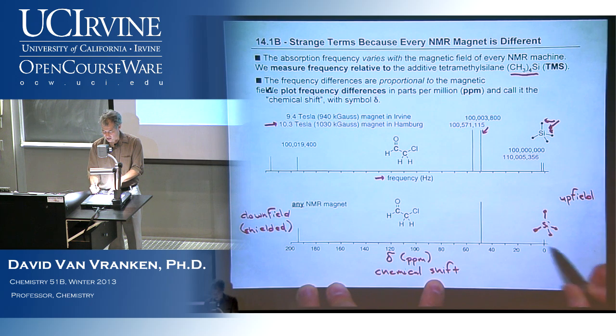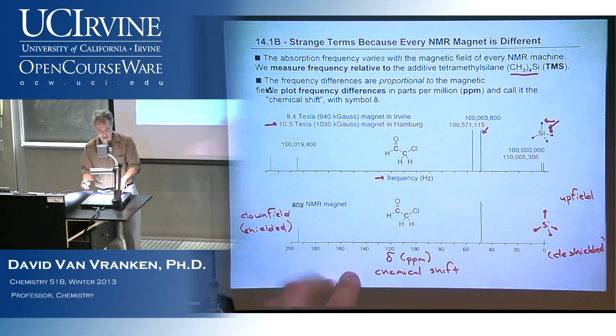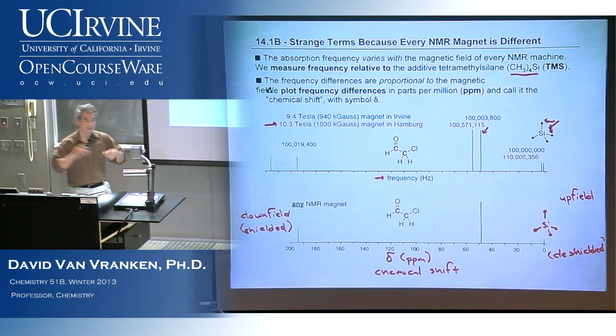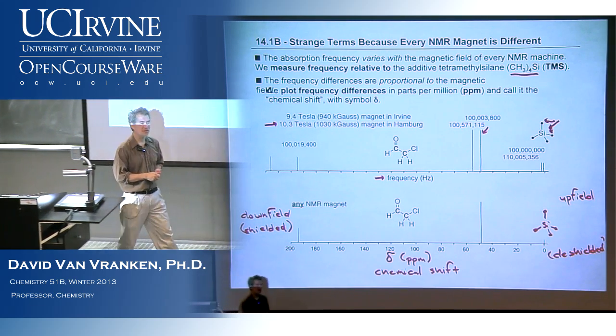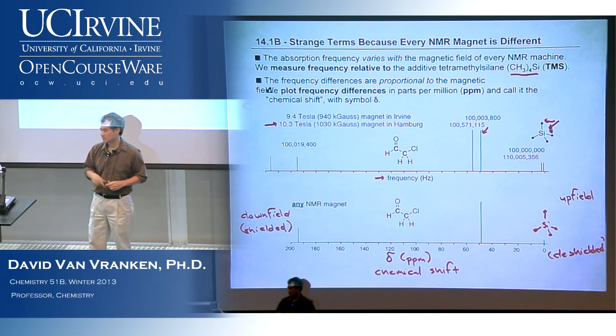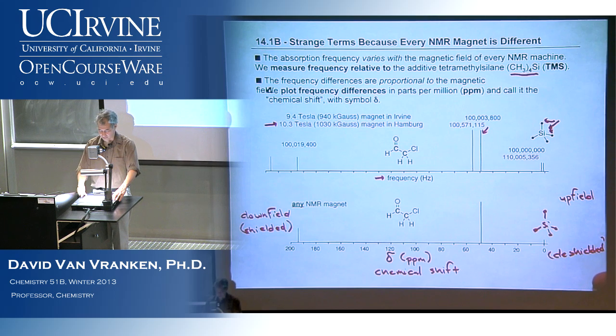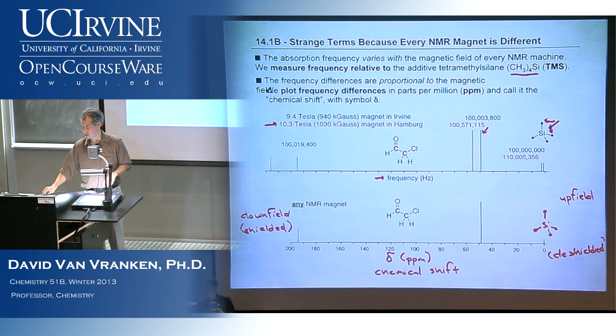And this region down here at low parts per million, I'll sometimes refer to as de-shielded. Unfortunately, it takes quite a bit of time to get used to those terms because they're opposite. Okay, so we plot chemical shift in parts per million. We don't plot it in hertz. So I'm going to refer to our x-axis as chemical shift. It's measured in parts per million. And when I don't have space, I'm going to use the symbol delta for that.